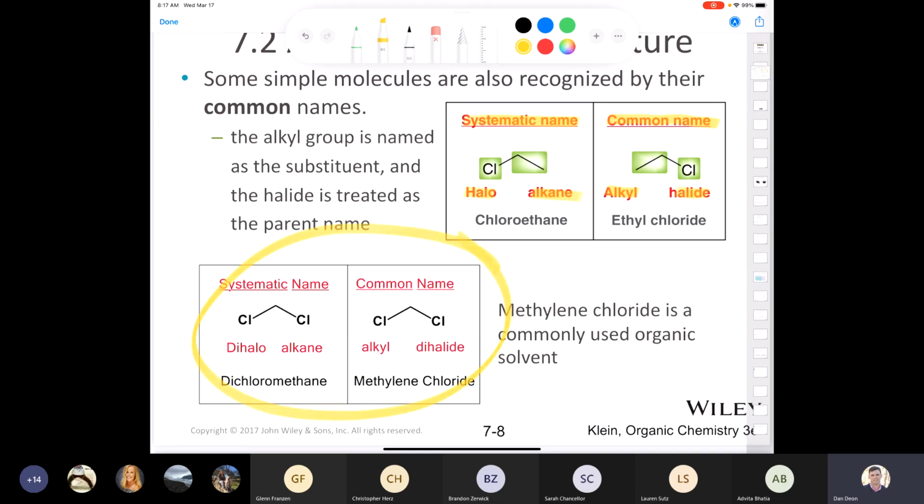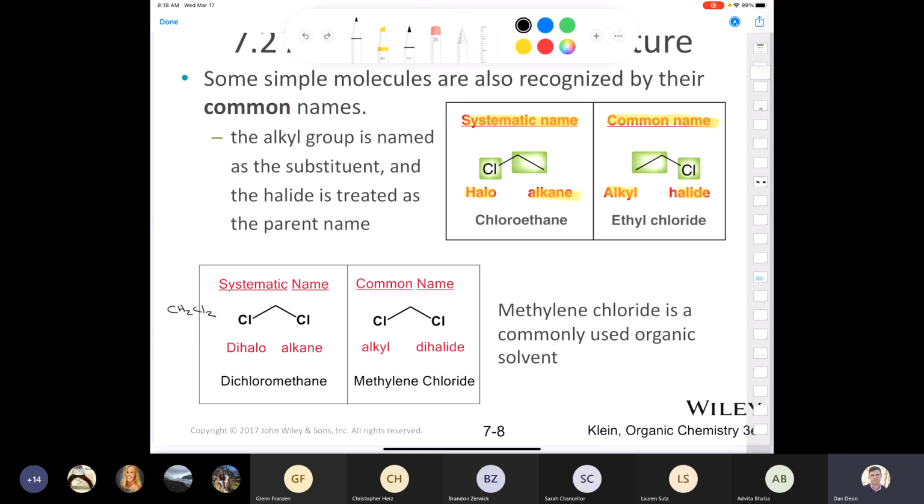So let's say you had this molecule right here. Now, if you're wondering what the heck this molecule is, right? This molecule right here is just CH2Cl2, drawn out in a bond line structure. Well, there's 2 ways that we could name that. If we name it using the systematic or the IUPAC nomenclature, we would call it dichloromethane.